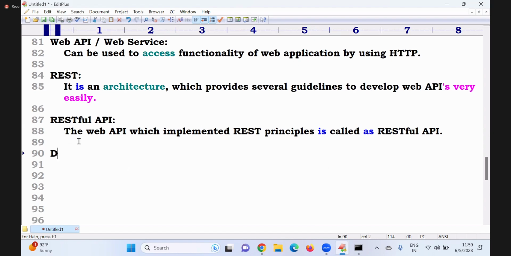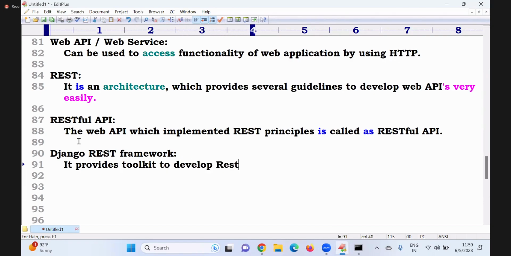So the last term, Django REST framework. That is that site. They have given it. You can install the REST framework and implement APIs for a Django web application, to develop RESTful APIs for Django based applications.